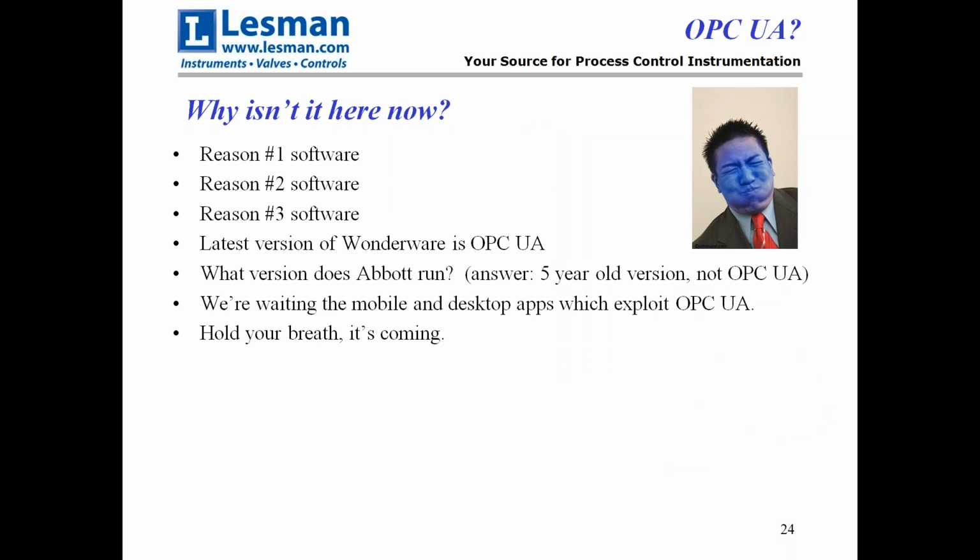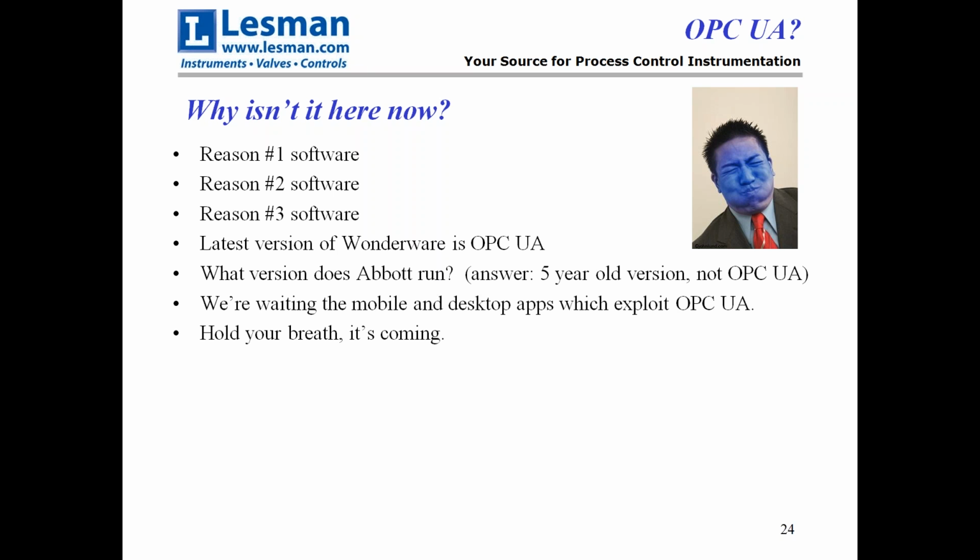So you've got to ask yourself, why isn't it here now? Well, there are 3 reasons. The first one is software, the second one is software, and the third one is software. The latest version of Wonderware is OPC UA compliant. Which version does Abbott run? Well, they have the 5-year-old version. It's OPC DA, not OPC UA. The reason is it costs a lot to upgrade the license. They probably have a 1 million tag license in it. It would cost them $1 million to upgrade it, and they haven't done it. Eventually they're going to do that at their corporate level for their desktop displays and that kind of stuff.